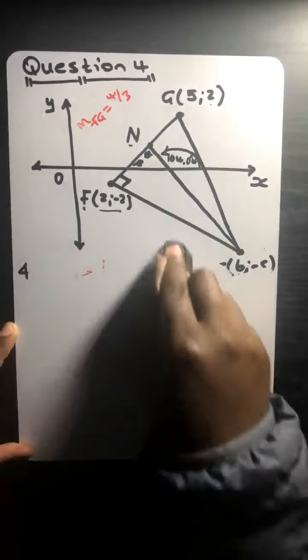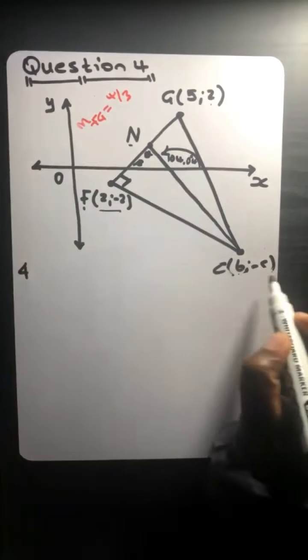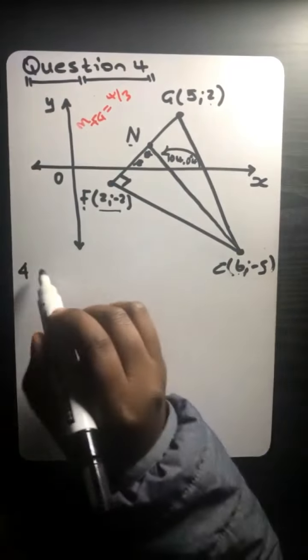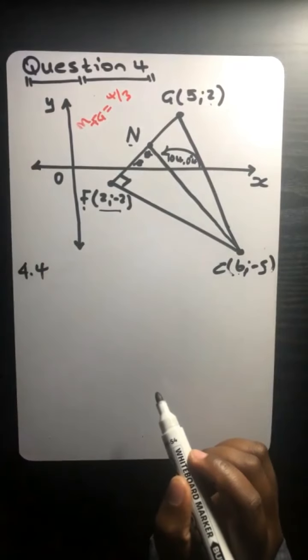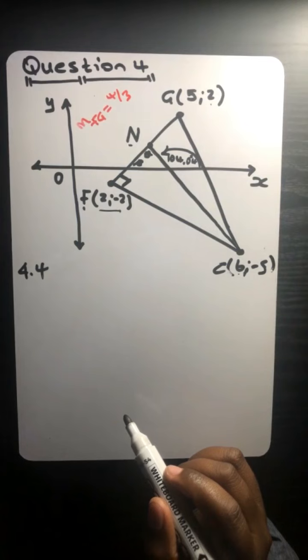So there we are on 4.4. Mustn't lose that information, guys. This is -5 and we are now on question 4.4. So question 4.4 says calculate the length of NC.